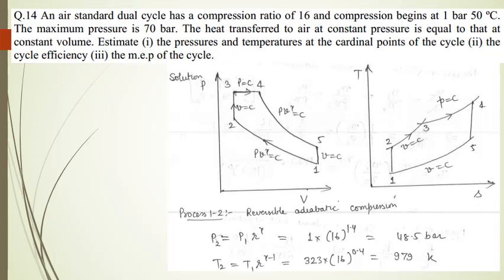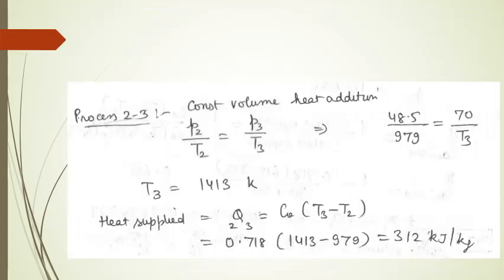Similarly, the processes have been also indicated on TS diagram. Now for the process 1 to 2, which is reversible adiabatic compression, P2 is equal to P1 into R raised to power gamma, and that comes out to be 48.5 bar. T2 equals T1 into R raised to power gamma minus 1, that comes out to be 979 Kelvin. Now for the constant volume heat addition process, we can say P2 upon T2 equals P3 upon T3, and this gives me the value of T3, which is equal to 1413 Kelvin.